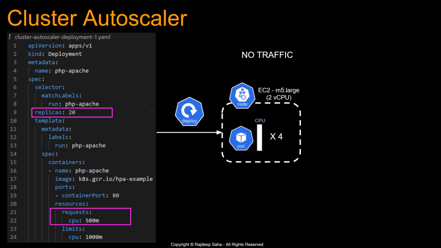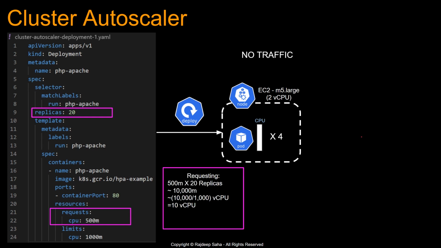So on the left, let's say we have our deployment manifest file. You are deploying 20 replicas of this pod, and this pod is requesting 500 millicore of CPU, basically half of a virtual CPU. Note that there is no traffic in this scenario. The CPU utilization for this pod is at 0%. And we are assuming this cluster has only one worker node of M5 large.